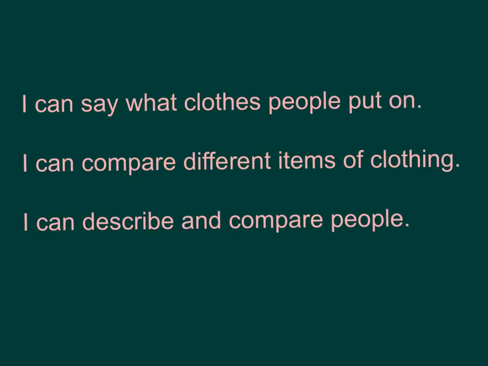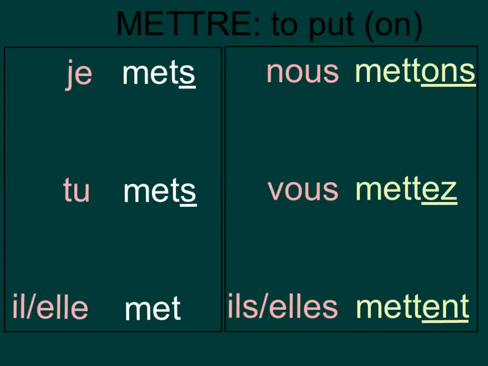Here are some quick objectives, what you can expect to get out of this lesson. I can say what clothes people put on, I can compare different items of clothing, and I can describe and compare people. Let's start with the verb mettre. It means to put or to put on.